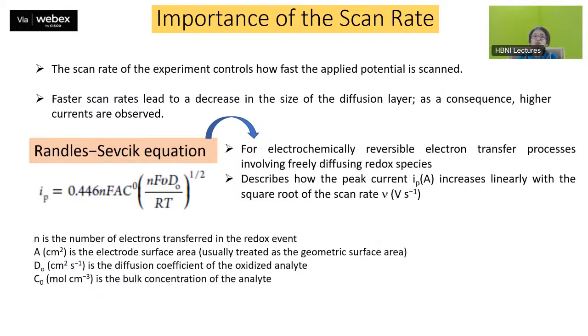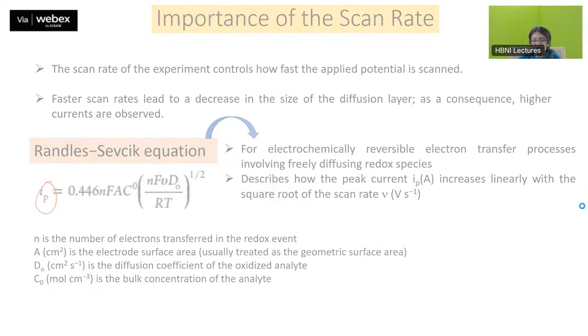So faster scan rates will lead to a decrease in the size of the diffusion layer. So what is going to happen? You are going to observe higher currents. And this is basically governed by something which is known as the Randles-Sevcik equation. So for an electrochemically reversible electron transfer process involving freely diffusing redox species, you will have this kind of Randles-Sevcik equation, which is going to give you how the peak current, this IP value, is going to increase linearly with the square root of the scan rate. So you see your peak current is actually dependent on your scan rate.